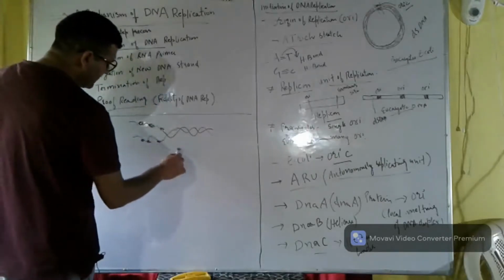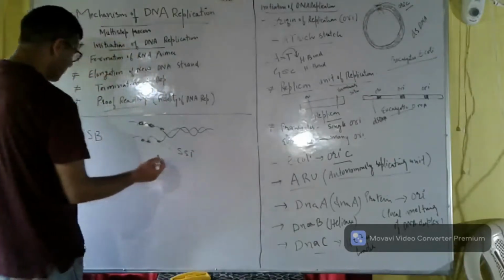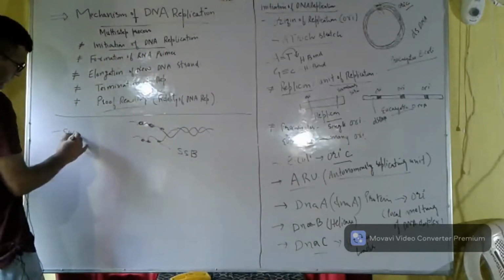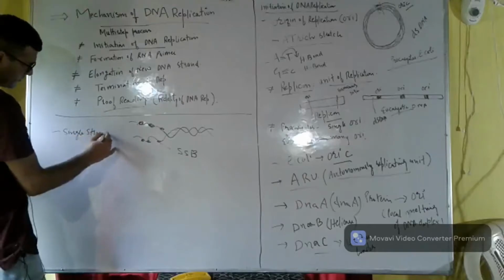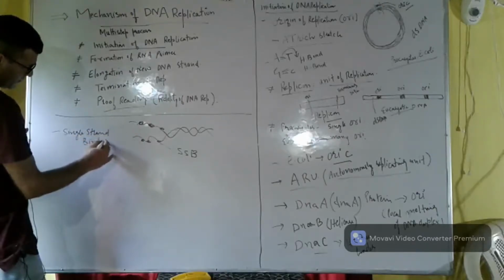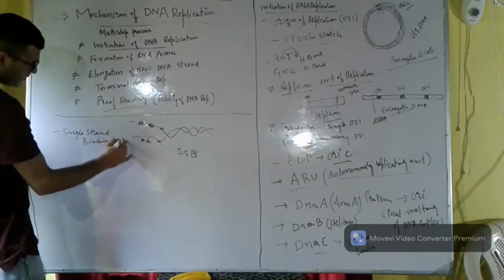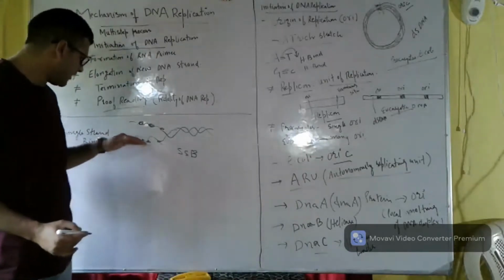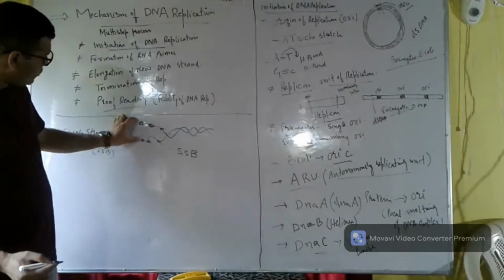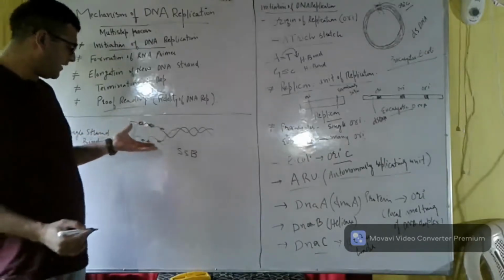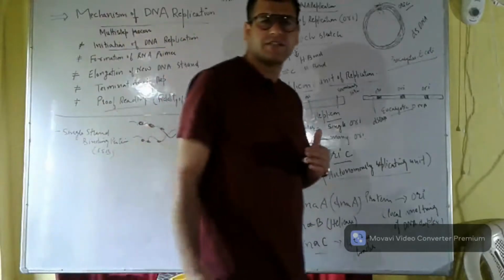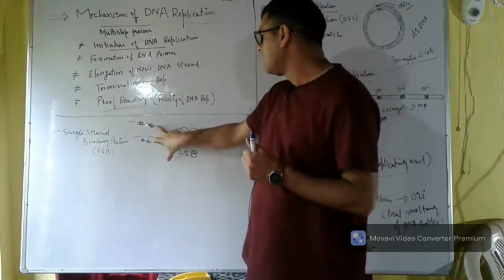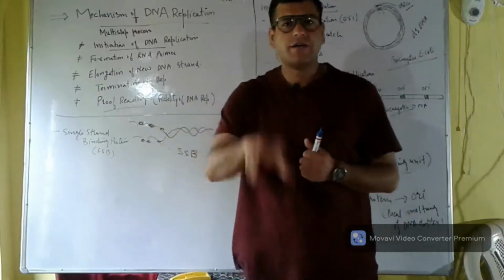Single strand binding protein, SSB protein. These single strand binding proteins bind to the single strands of DNA, and their function is to prevent the re-annealing of this single stranded DNA into the DNA duplex.